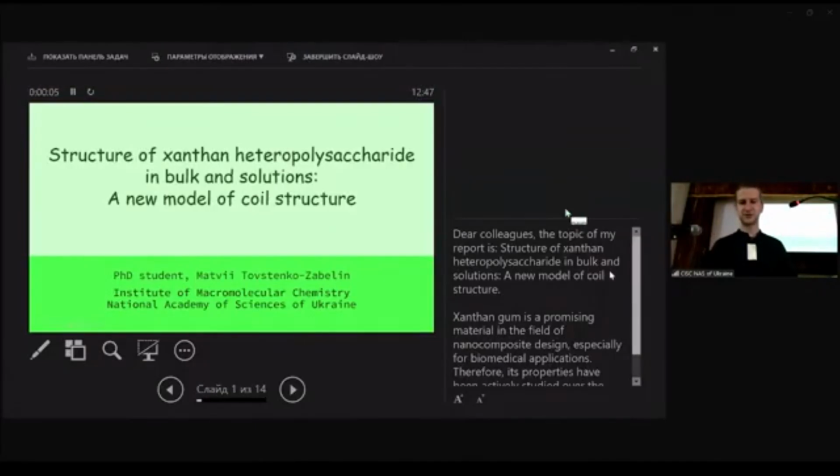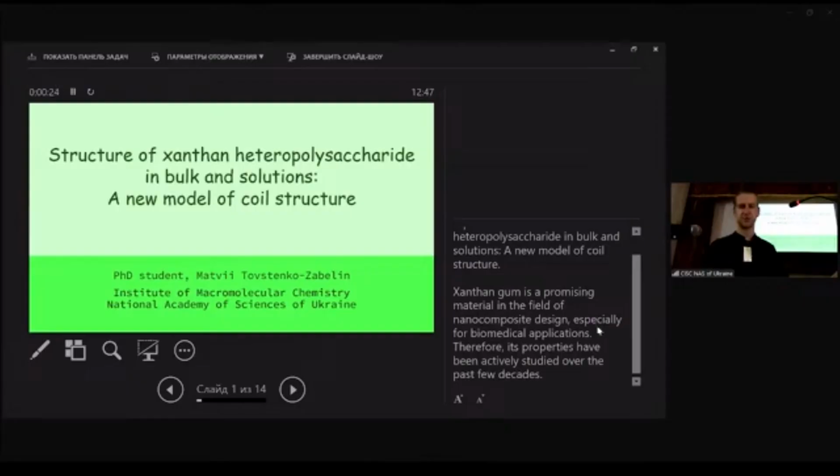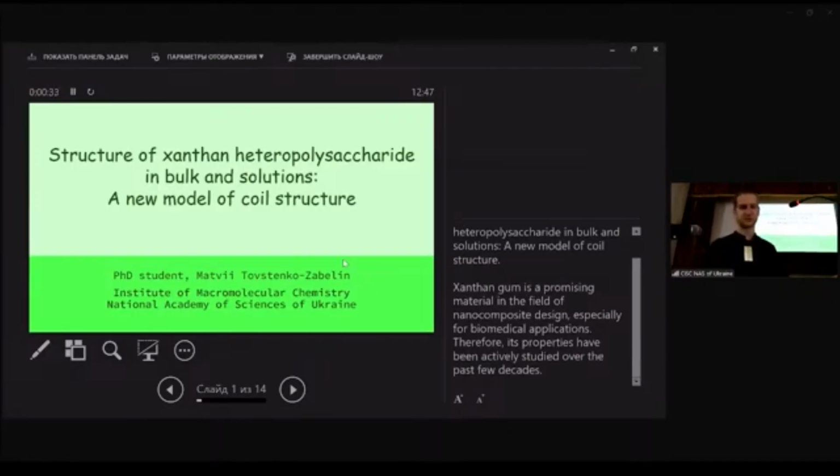So, dear colleagues, the topic of my report is structure of xanthan heteropolysaccharide in bulk and solutions, a new model of coil structure. Xanthan gum is a promising material in the field of nanocomposite design, especially for biomedical applications. Therefore, its properties have been studied over the past few decades.